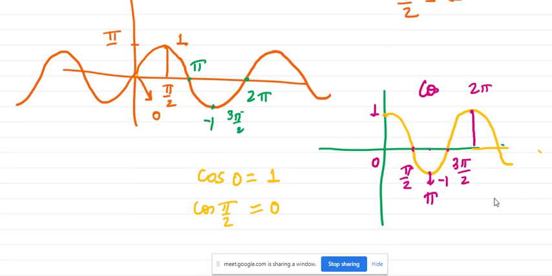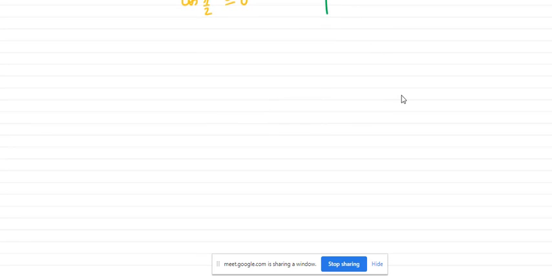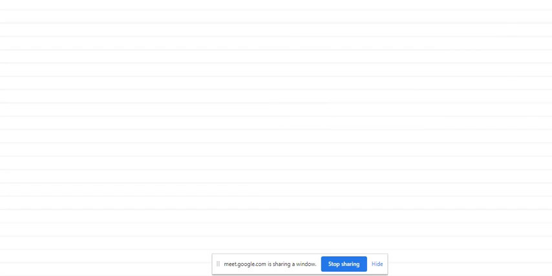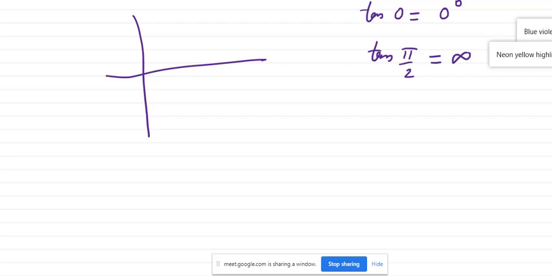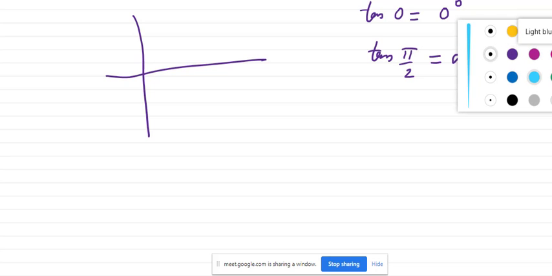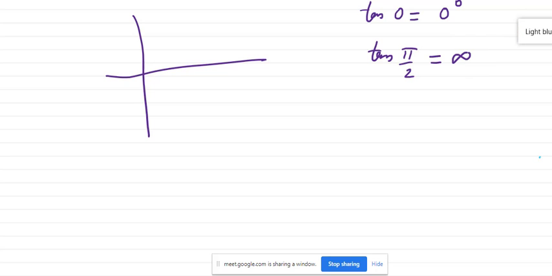Now I'll show you another graph. Now for tan, the lines are not very straight. For tan, you know that tan 0 is how much? Tan 0 is 0, and tan 90 is undefined, so infinite. The graph for tan is a little bit different from all the other graphs that you've seen. So here you see the graph goes like this.